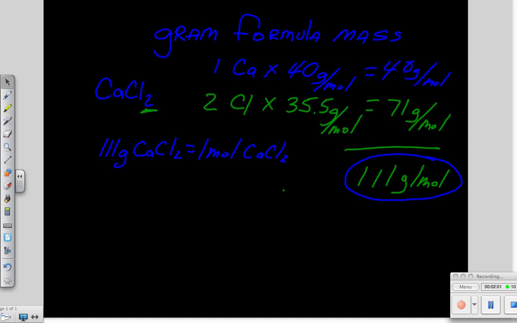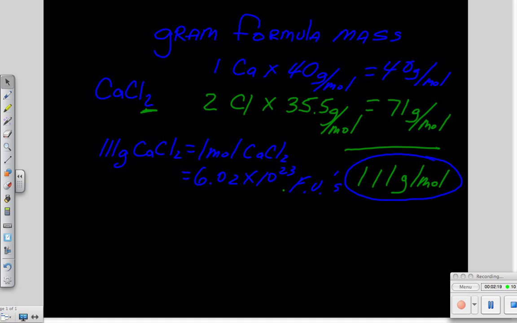It also tells me that I would have 6.02 times 10 to the 23rd calcium chloride formula units.